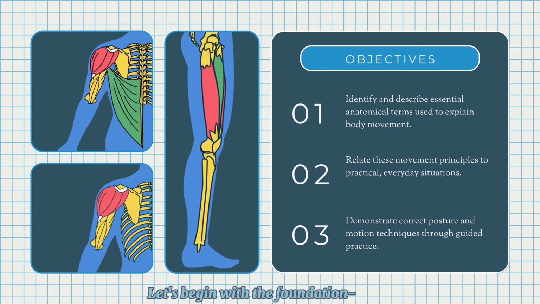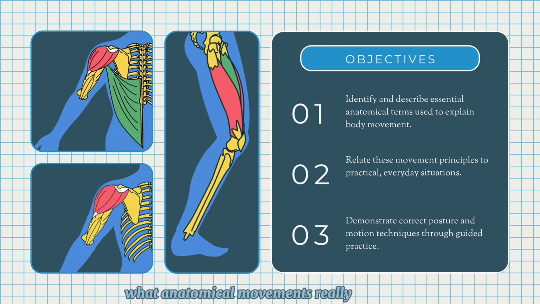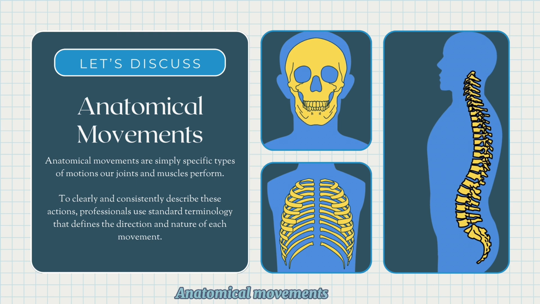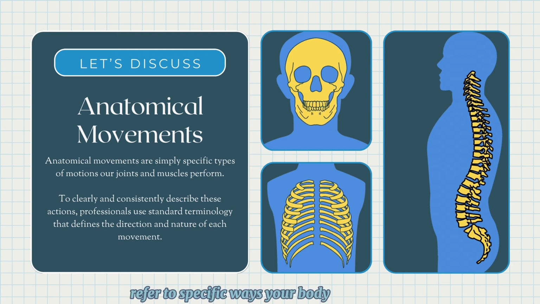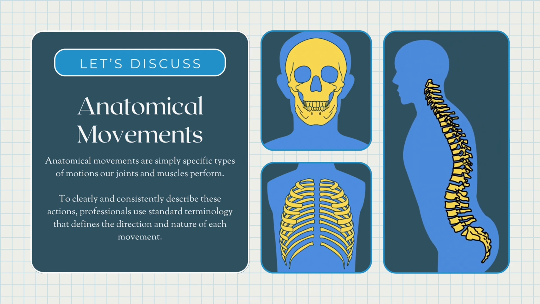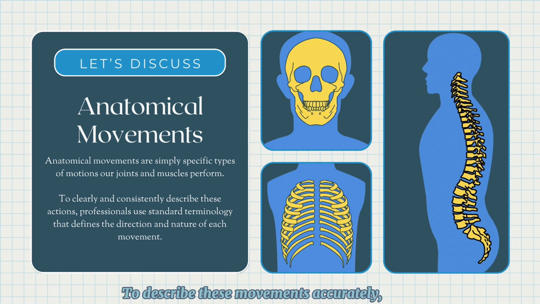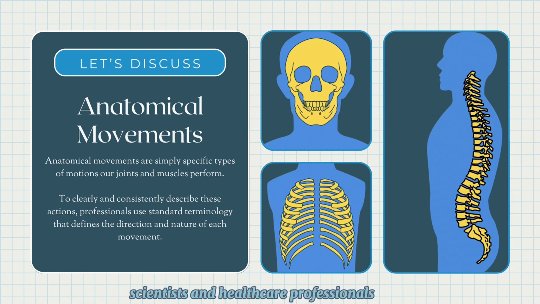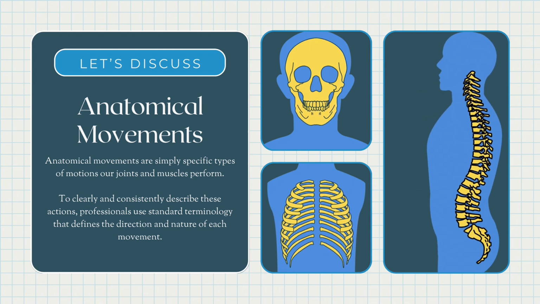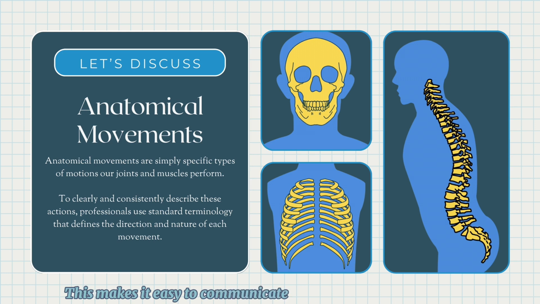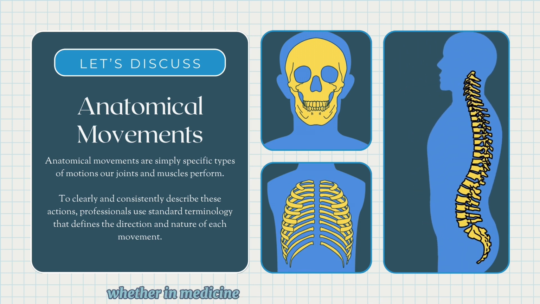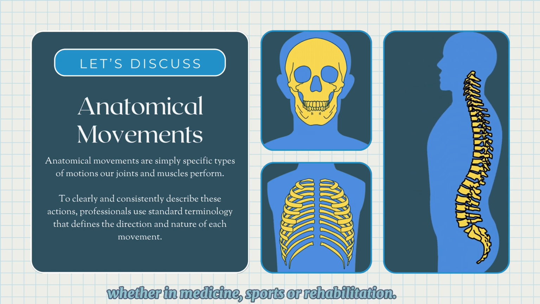Let's begin with the foundation: what anatomical movements really are. Anatomical movements refer to specific ways your body moves through its joints and muscles. To describe these movements accurately, scientists and healthcare professionals use universal terminology. This makes it easy to communicate how a body part moves, whether in medicine, sports, or rehabilitation.